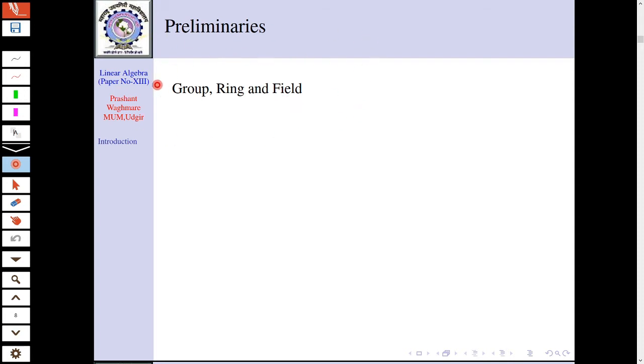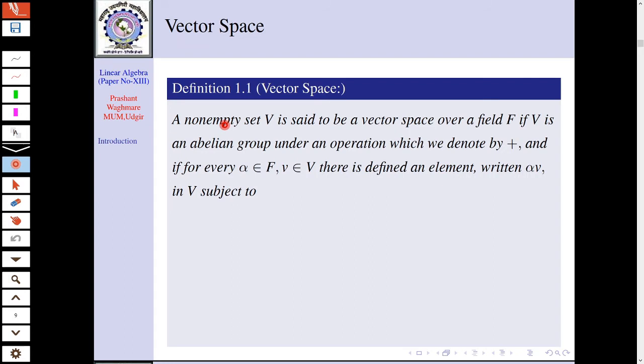So one should know the basic theory regarding group, ring and field. These are the preliminaries required for the course linear algebra. So let's go ahead with the definition of a vector space. A vector space is nothing but a non-empty set V, and it is said to be a vector space over a field F if V is an abelian group.